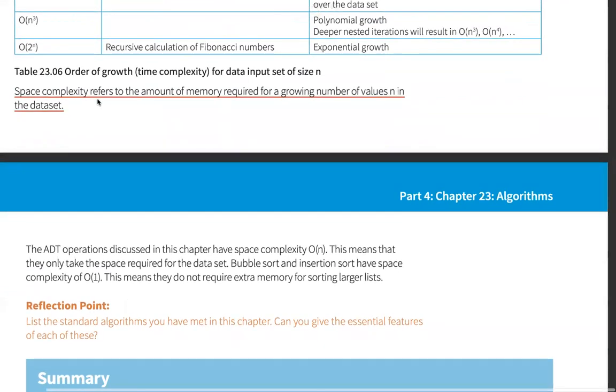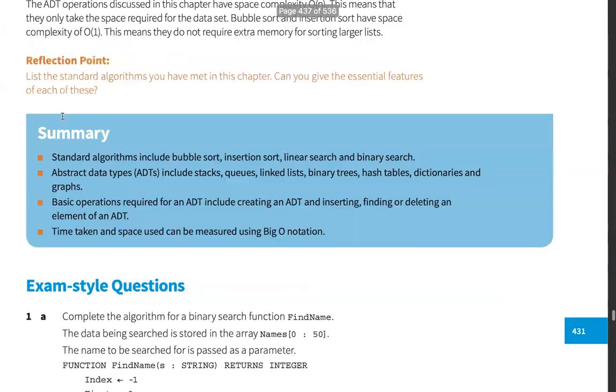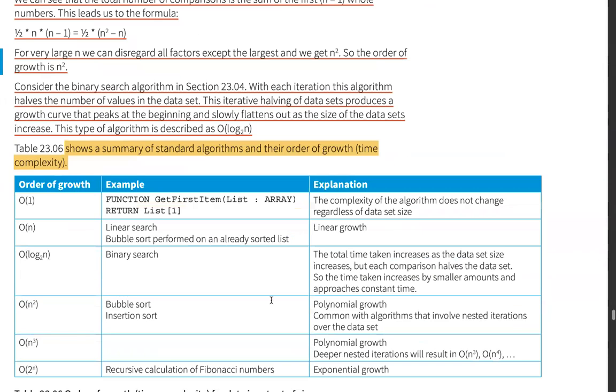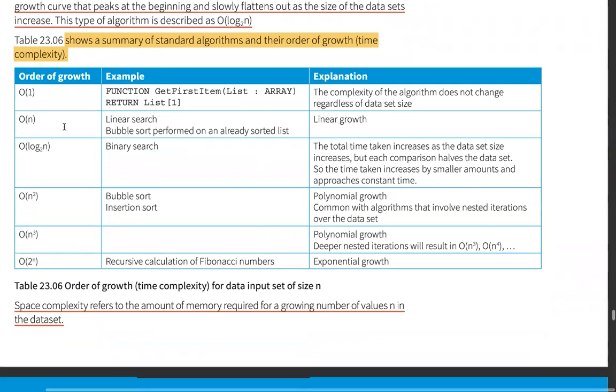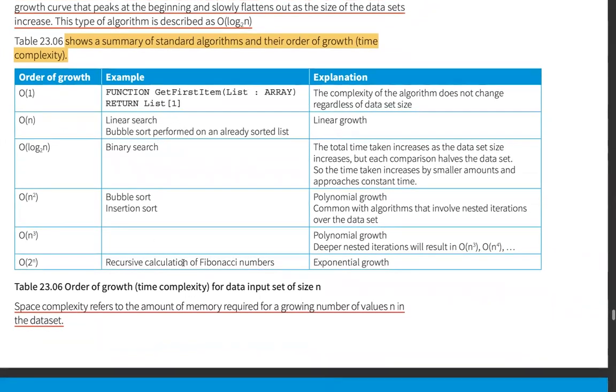Now, space complexity refers to the amount of memory required, as mentioned before, for a growing number of values in the data set. And time complexity is the overall time required, in clock cycles or whatever, to solve a particular algorithm using a particular data set. So this is basically the use of Big O notation, and these are the different order of growth values for different algorithms, decided based on the data sets of each.